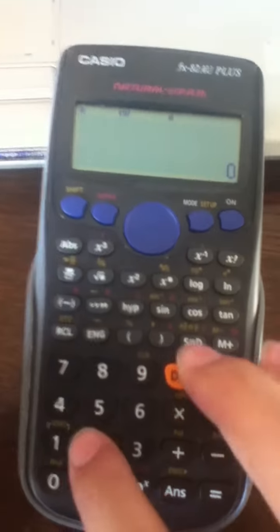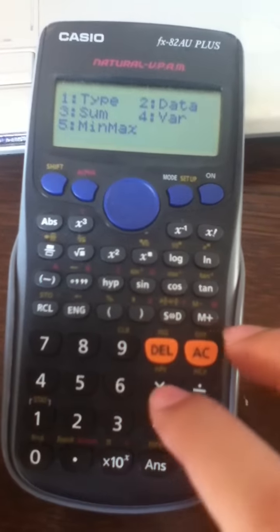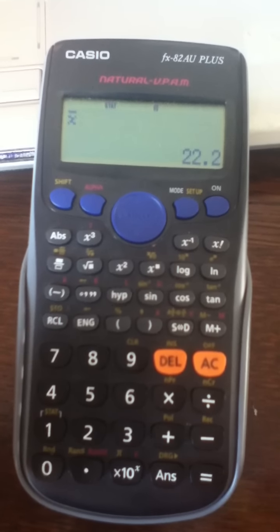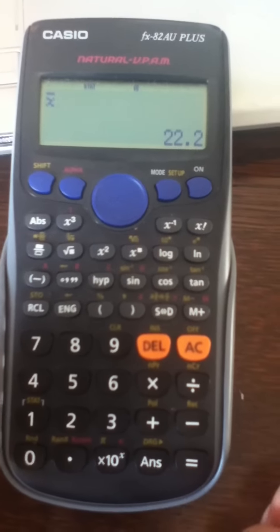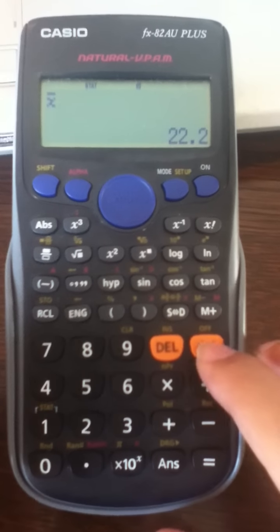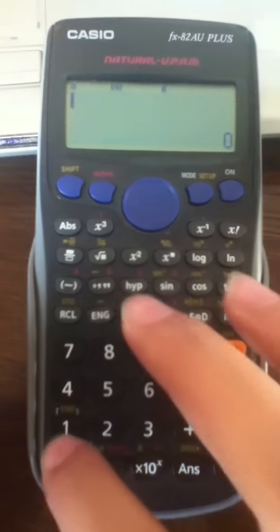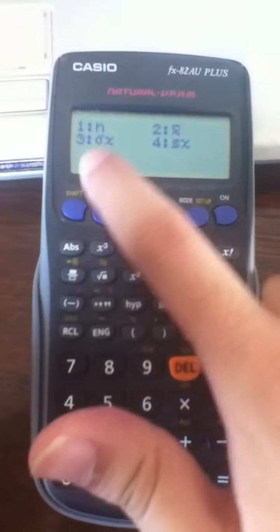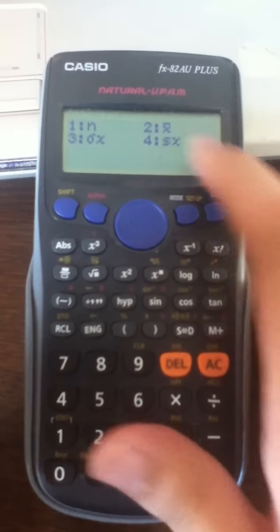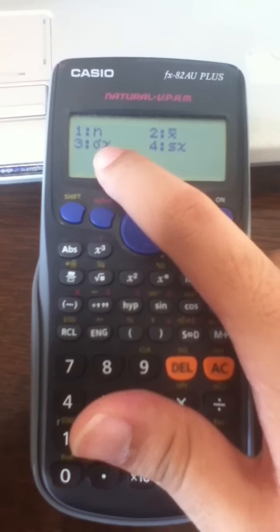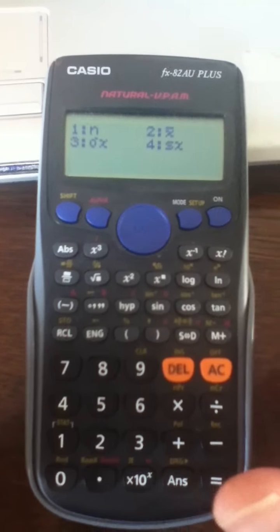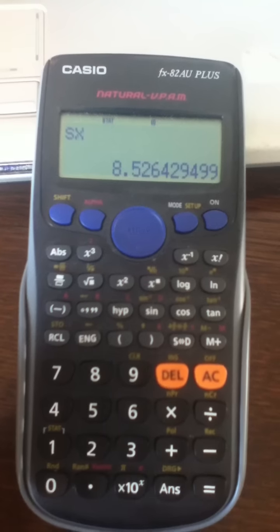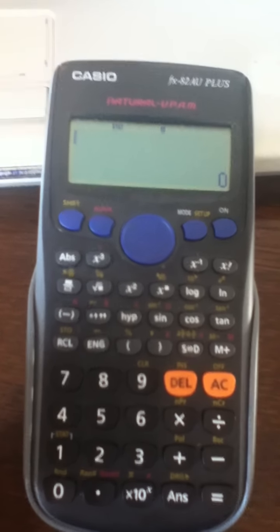Then you go SHIFT 1, 4, 2 is the mean, so you press 2 equals 22.2, which is correct as well. And then clear it again, and you go SHIFT 1, 4, and then you've got your population, which is number 3, population, and sample standard deviation. Here, the population is the sigma of n, and the sample is n minus 1. The question did ask us for n minus 1, so we'll press 4, equals 8.5264.